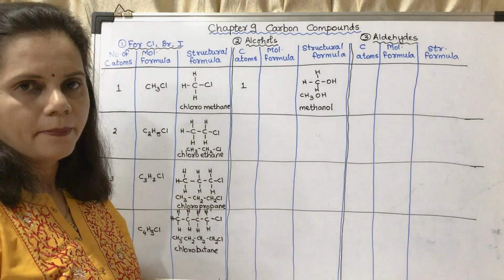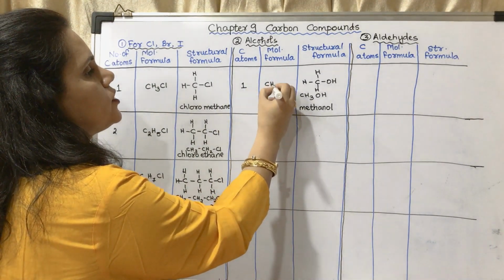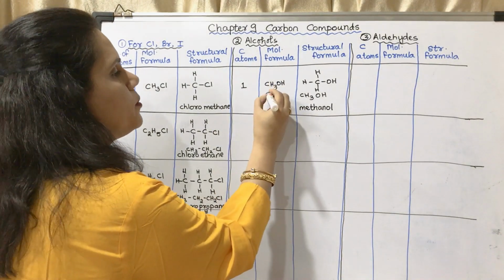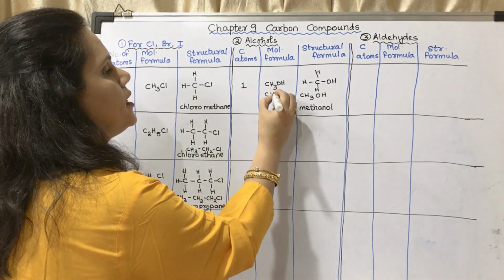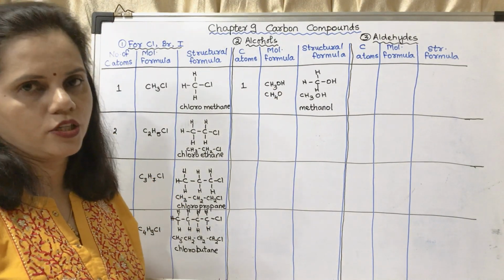So the name is methanol. What is the molecular formula? It is CH3OH. Okay, this is the condensed molecular formula. It is also written as CH4O. It can be written like this also.